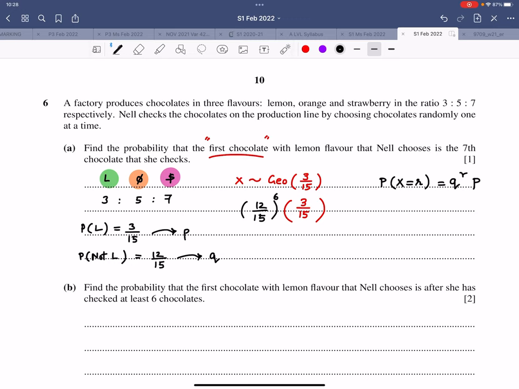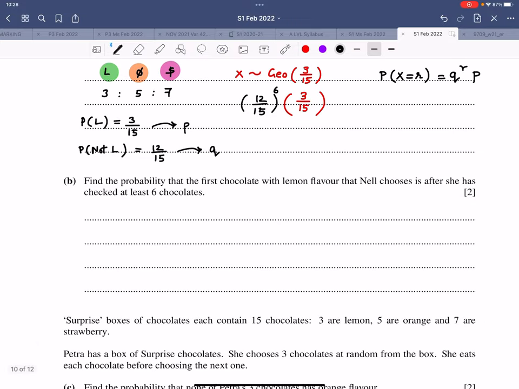Find the probability that the first chocolate with lemon flavor that Nell chooses is after she has checked at least 6 chocolates. Now there are 2 very, very important results that you should use, and that is these 2. Probability X is less than or equal to N, or R, whatever you want to write it, is 1 minus Q raised to power of N. Probability X is greater than N is Q raised to power of N. So these are the 2 things that come in.